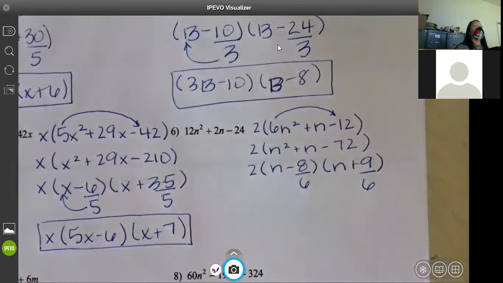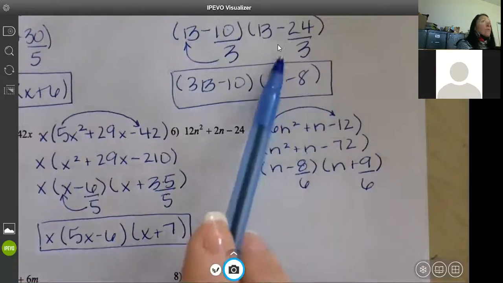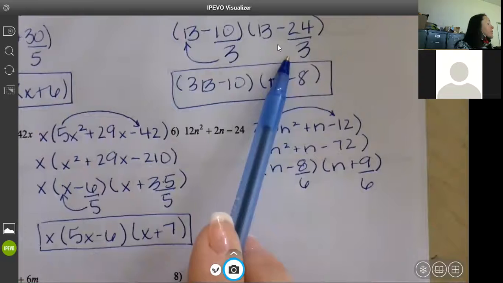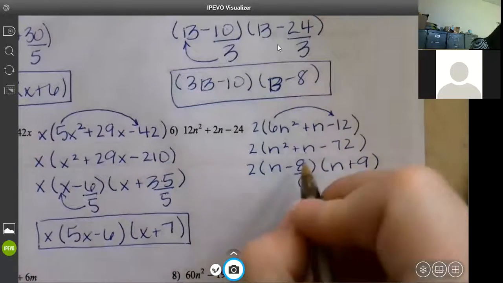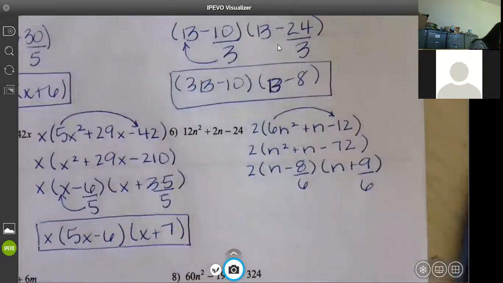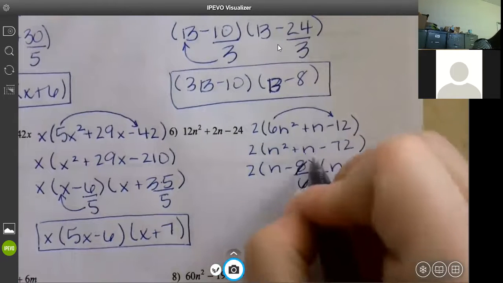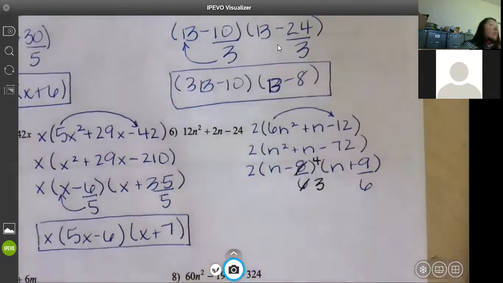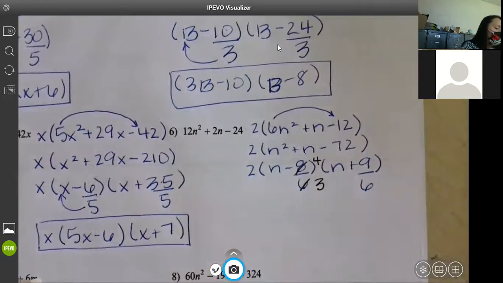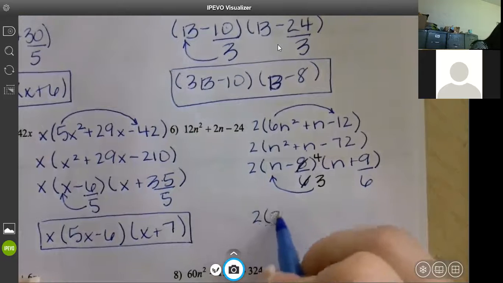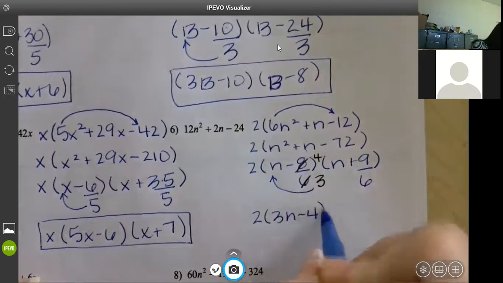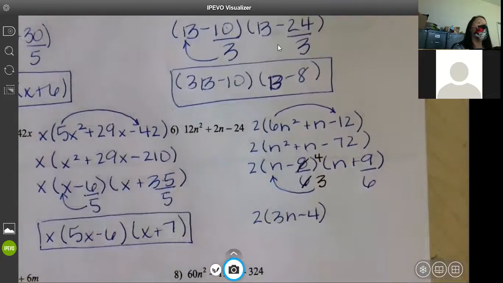Now, we haven't seen one like this, so check this one out. 8 over 6 will reduce, but it won't reduce like the 24 over 3, okay? It will reduce. So we do want to go ahead and reduce that. So I'll tell you guys when we reduce it. Let me use the black pen so you guys can see it. They are both divisible by 2, so it gives us 4 over 3. And that's the number that we're going to slide to the top. So 2 times 3n minus 4. Reduce it as much as you possibly can.